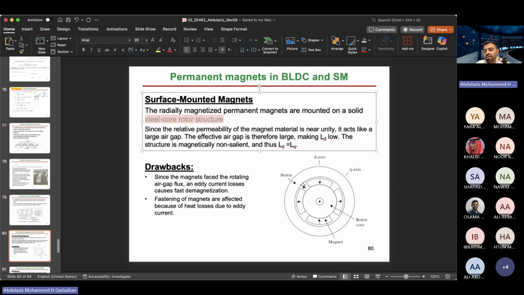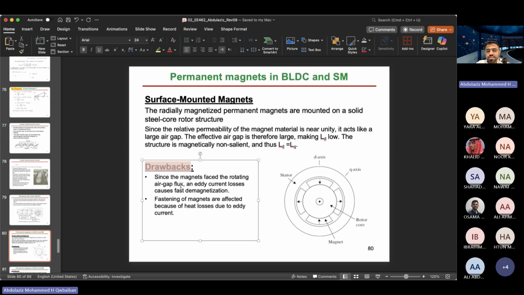Their reluctance to the magnetic field is high, like the air. It acts like a large air gap. So think of this as air in terms of the magnet, so no need to have the salient pole. What are the drawbacks? The eddy current losses would go directly in the magnets and would demagnetize them. For example, if the magnetic field strength here is 4 Tesla, due to the rotating magnetic field, the effective magnetization would be maybe 2 Tesla.